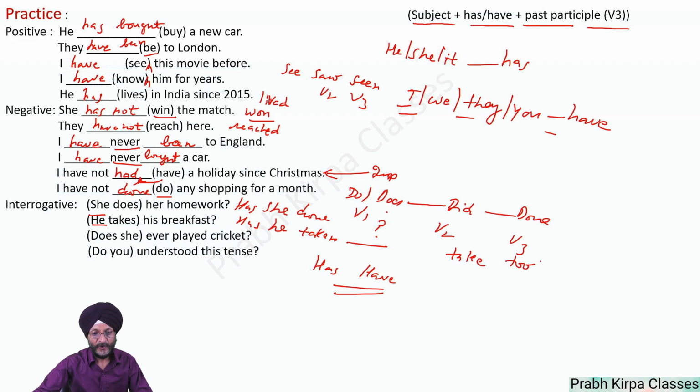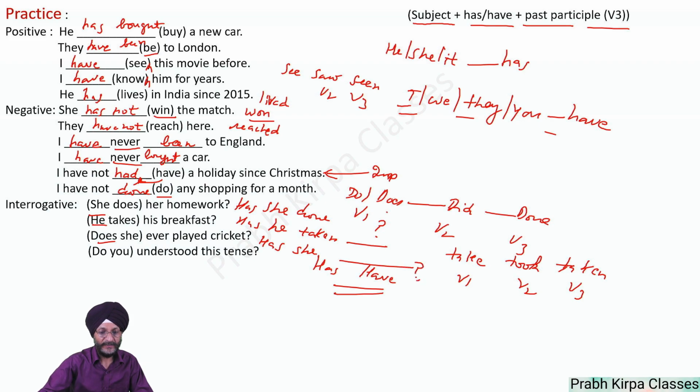Take, took, taken. It is the first form. It is the second form. Taken is the third form. Next, does she ever played cricket? So here again we will start with has. Has she ever played cricket? Do you understood this lesson? Here we will start with have, as have is added with you. Have you understood this lesson?